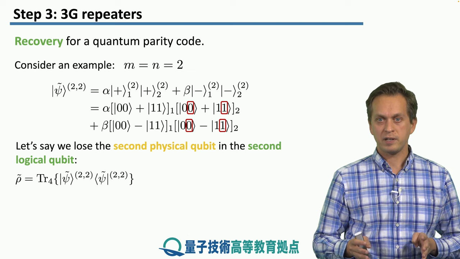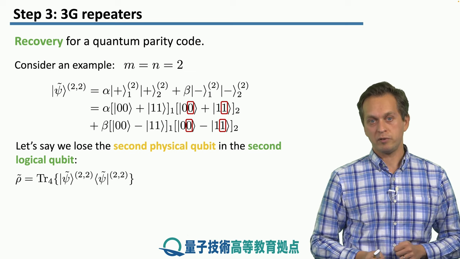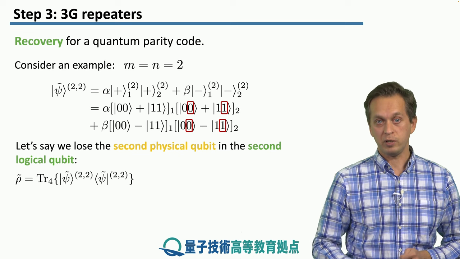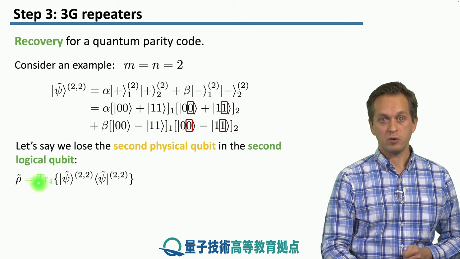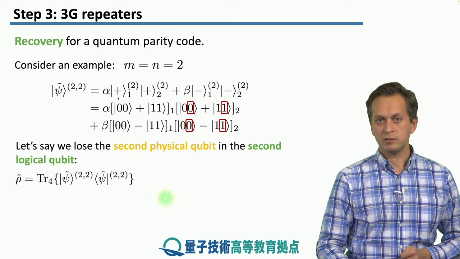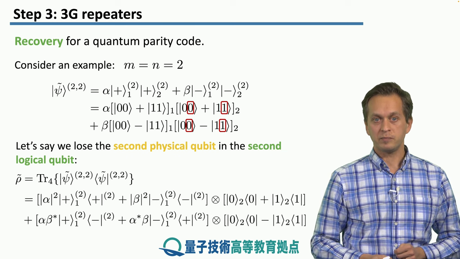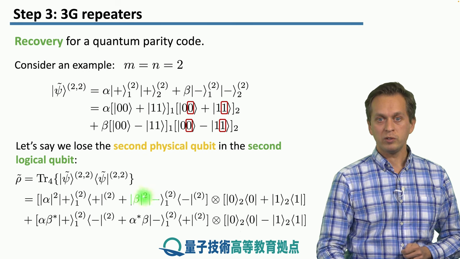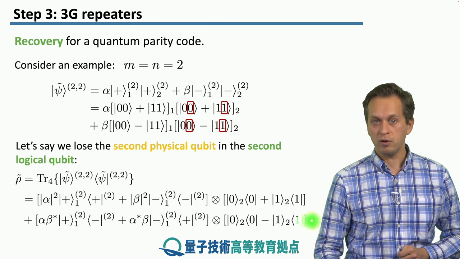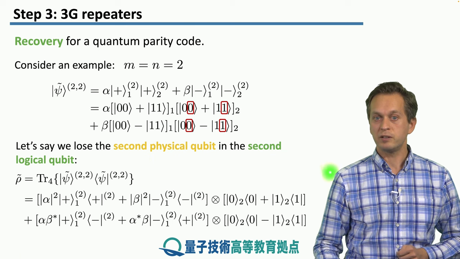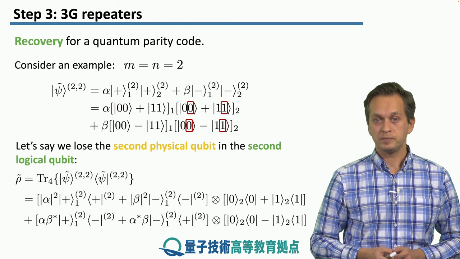How do we represent the state after losing the fourth qubit? What we do is we take the partial trace over this fourth qubit, represented over here. We can write it out. It's a pretty complicated expression, but note that really, as we said before, when we were talking about the basic strategy for 3G repeaters, it's a mixed state.